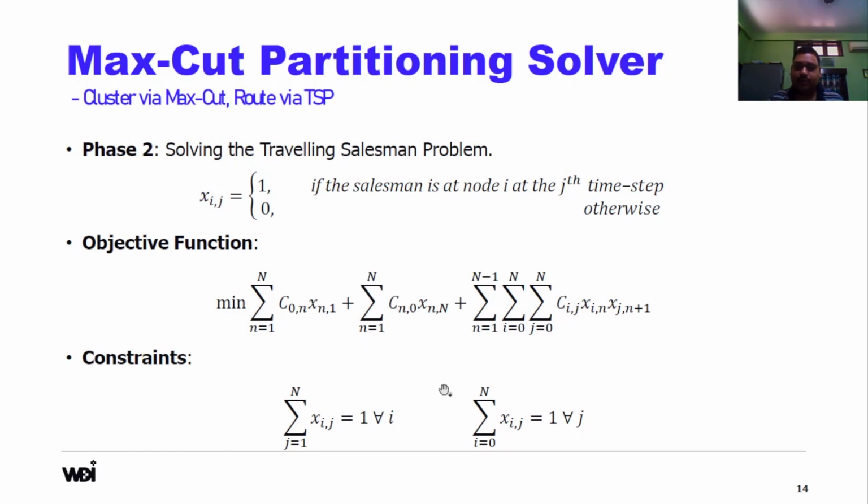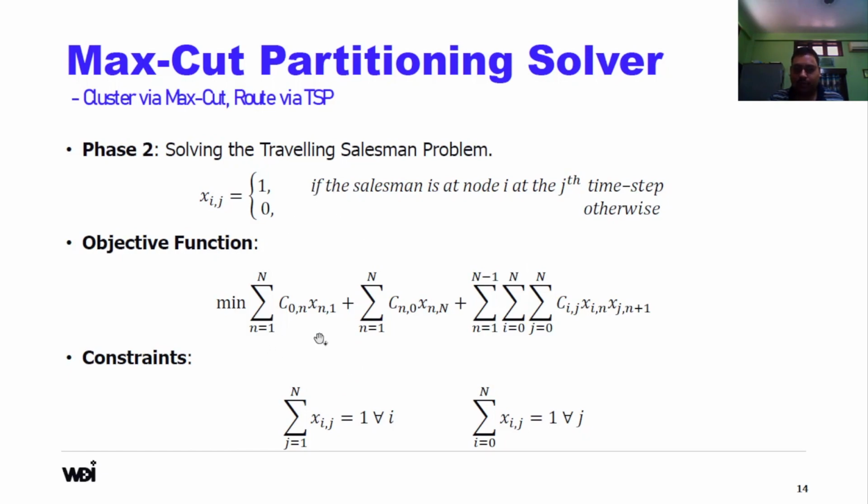The formulation of the traveling salesman problem is shown on this slide, and you will notice that this is almost identical to the full QWorld solver that Avnish has described previously, except now instead of Xijk, we simply have Xij because we are considering each vehicle one at a time. Xij is 1 if the salesman, or in our case the vehicle, is at the ith node at the jth time step, and it is 0 otherwise. The objective function is the sum of the weights of edges that are included in the route of the salesman or vehicle.